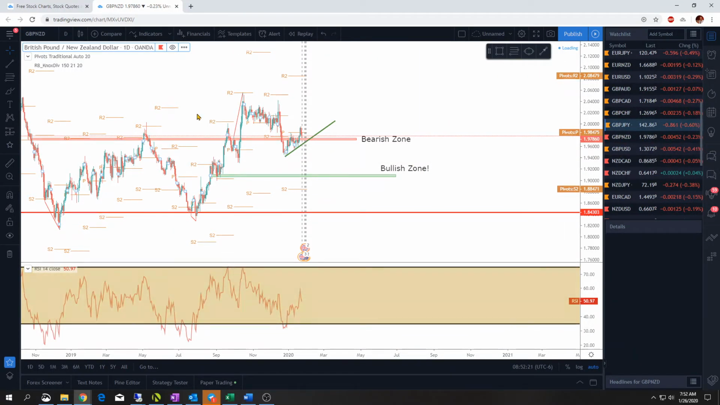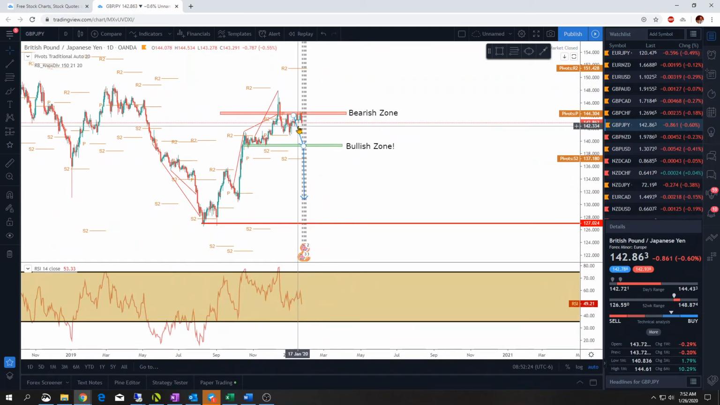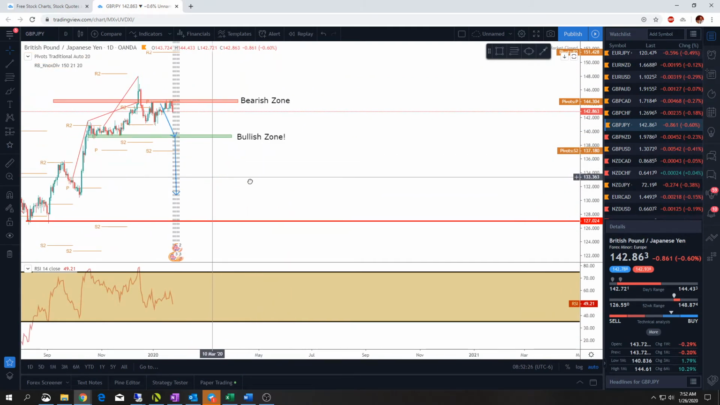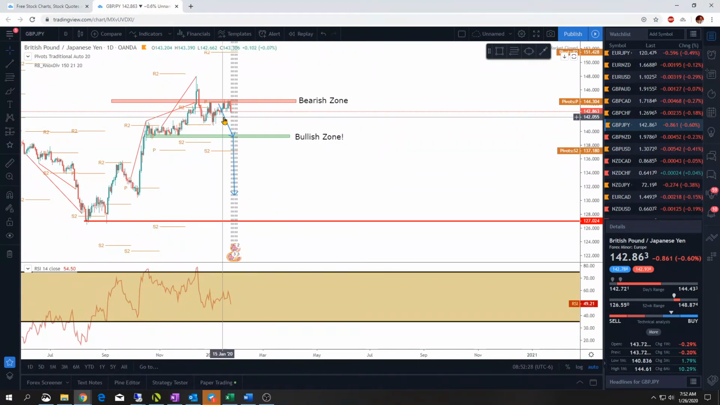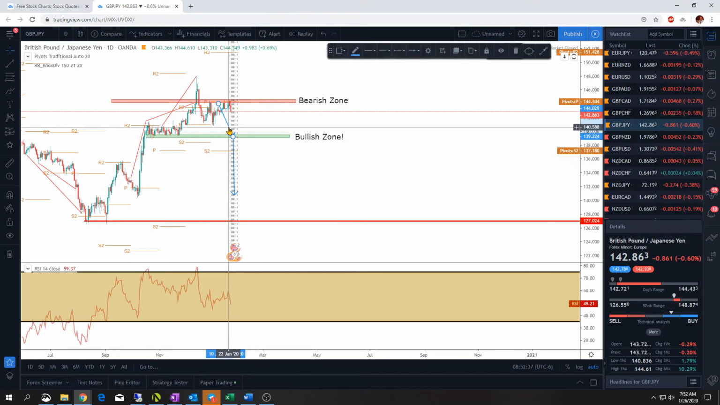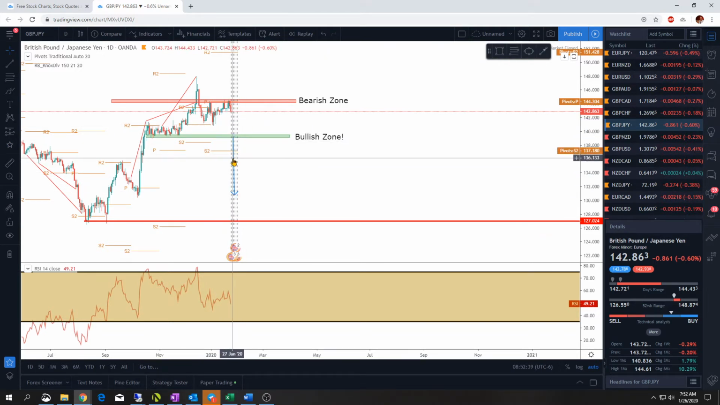Okay, British pound JPY. So you can see what we were thinking here. Price shot up, touched last week's pivot, and is now working its way down. This move just didn't happen soon enough, right? It's definitely respecting that pivot level.